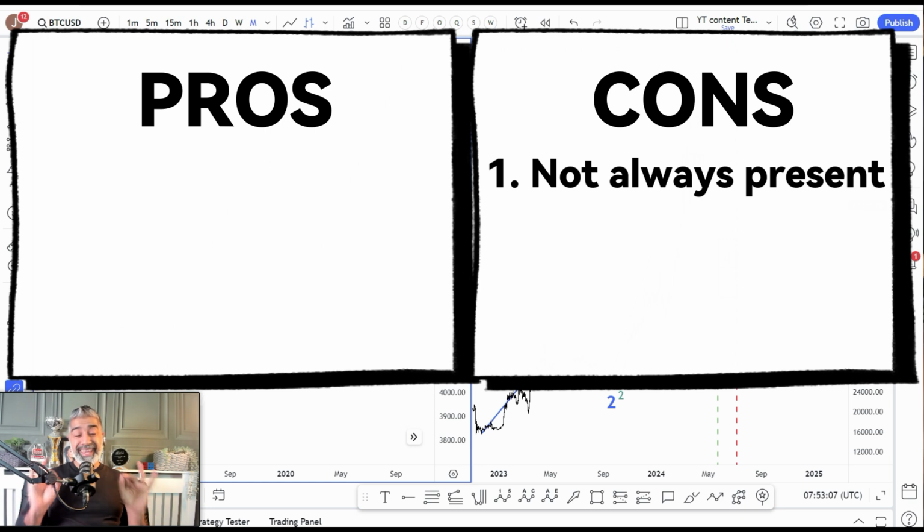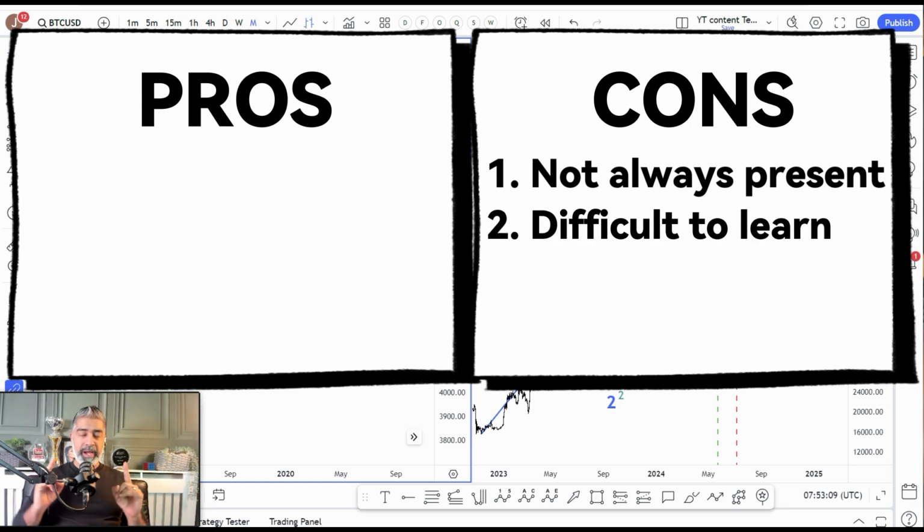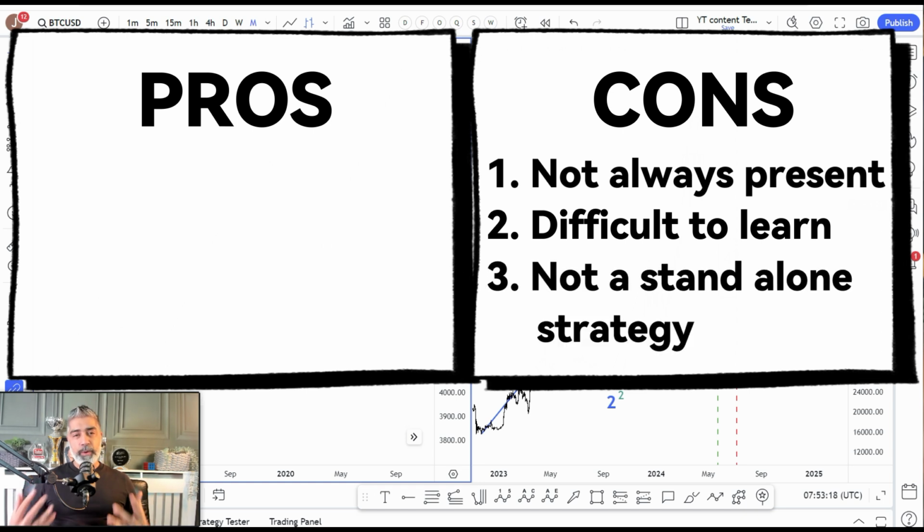The second thing is it can be difficult to learn, but I can promise you the hard work will pay off, because everything in life is difficult before it's easy. And last but not least, it's not a standalone strategy. I wouldn't recommend using Elliott wave by itself. You want to combine other technical factors.